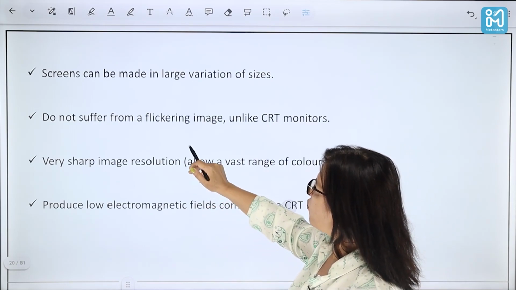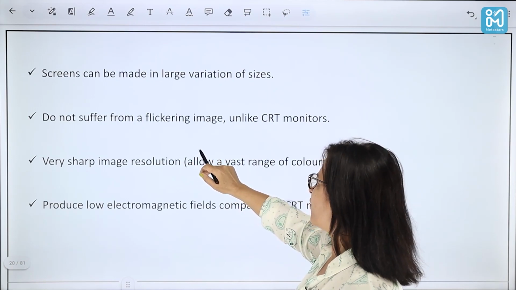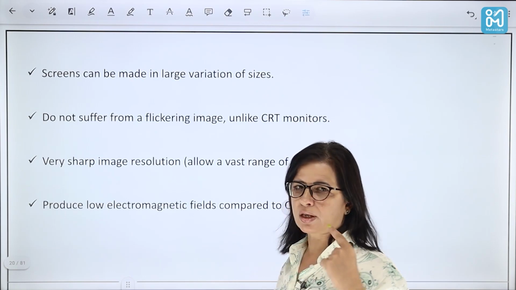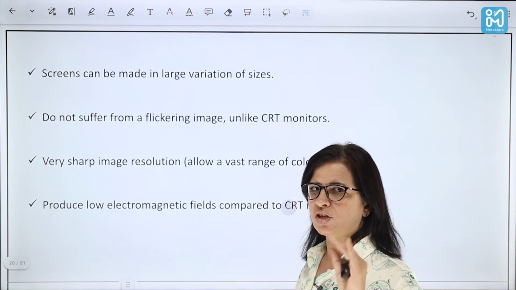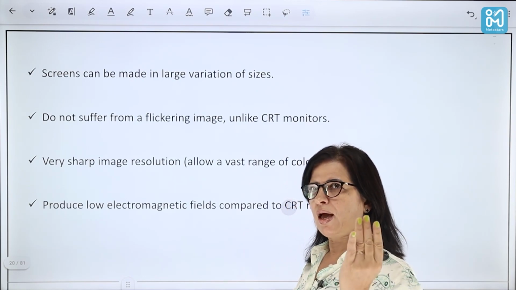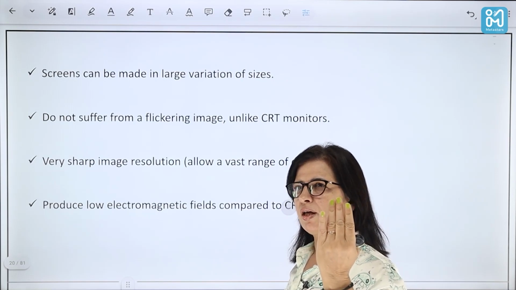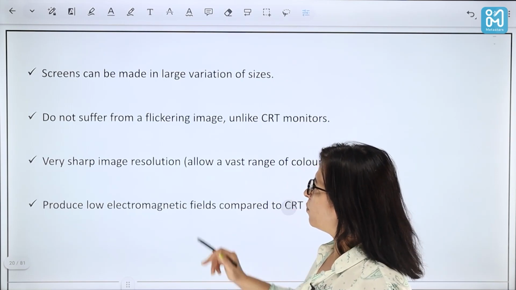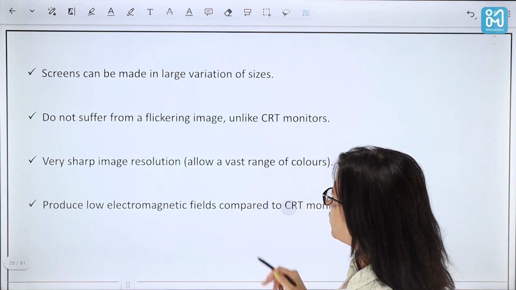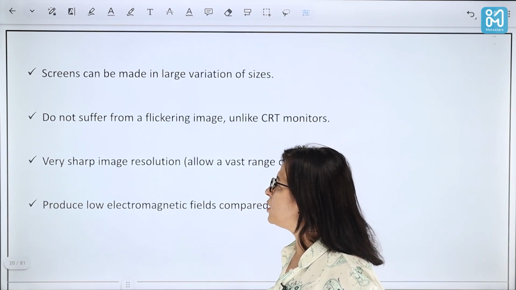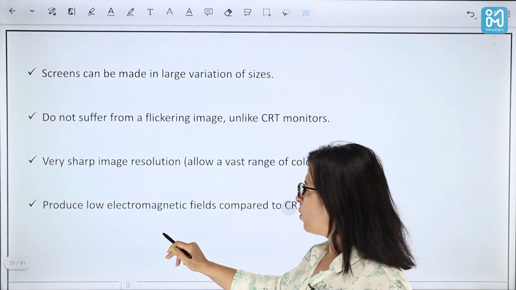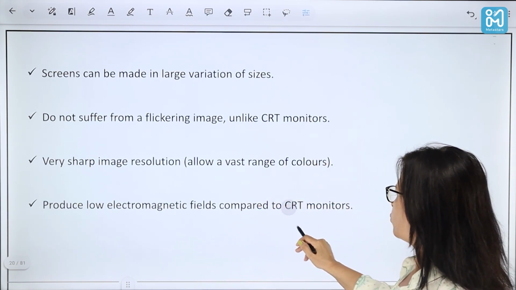Do not suffer from flickering image, unlike CRT. This is like a radiation that comes from the screen, and reflection of the surrounding on the screen. So because of that, it is better than CRT. Very sharp image resolution, allows a vast range of colors, produces low electromagnetic fields compared to CRT.